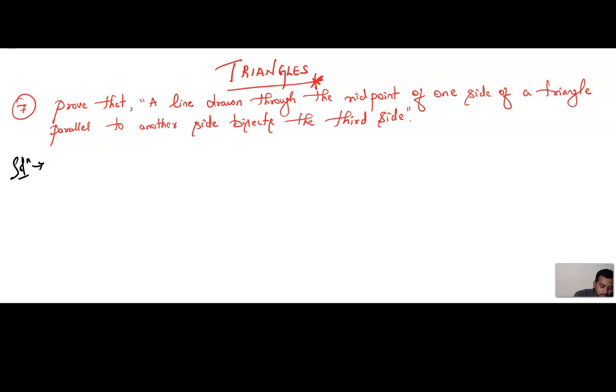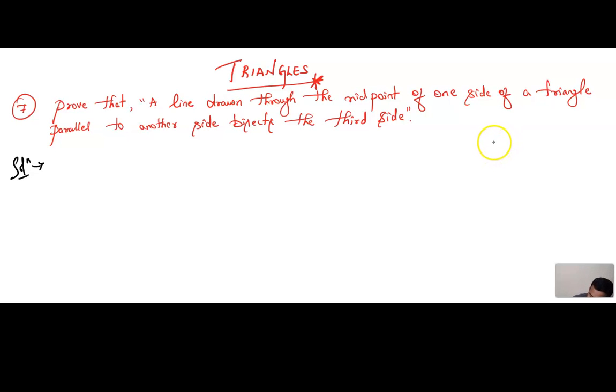Here you can see children. First let me analyze the figure. What is the question? We have to prove that a line drawn through the midpoint of one side of a triangle... We are drawing one line. हम एक लाइन को ड्रॉ कर रहे हैं. कहां से? मिड पॉइंट. ट्राइंगल के मिड पॉइंट से हम लाइन को क्या कर रहे हैं? ड्रॉ कर रहे हैं. We are drawing the line from the midpoint of a side of the triangle.